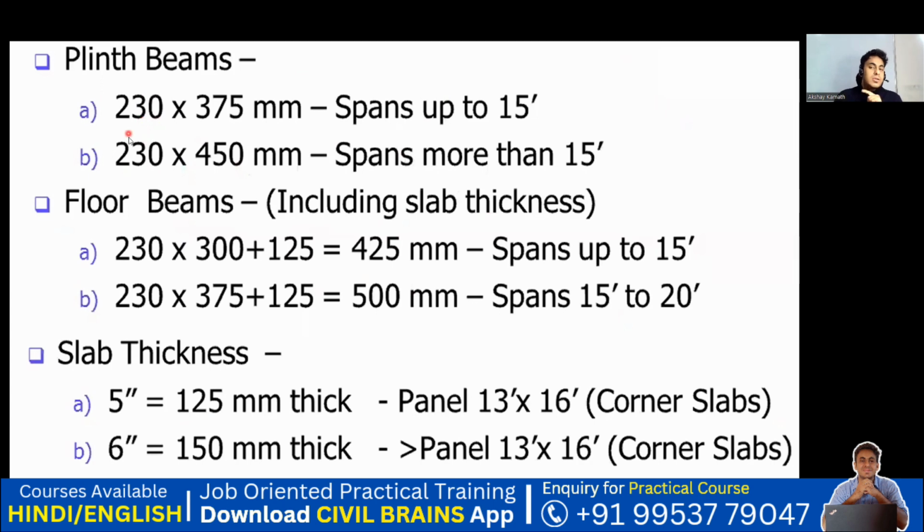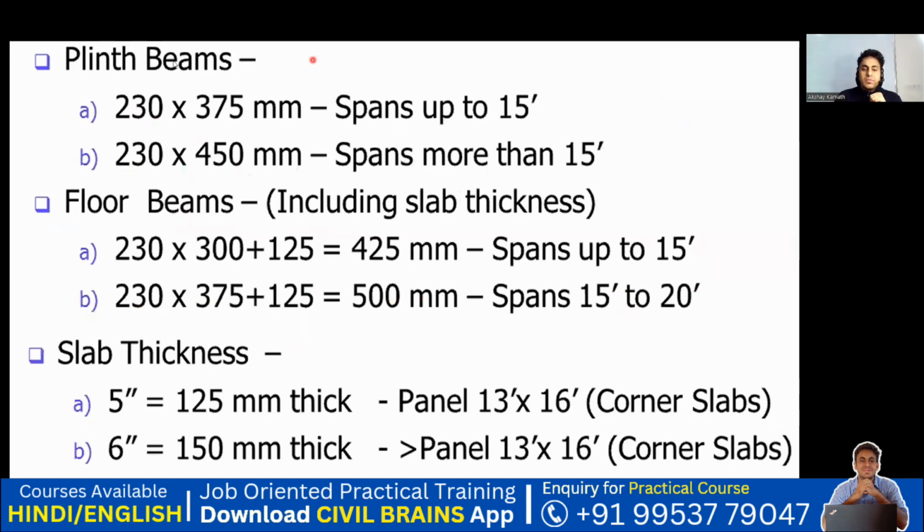Again, you can see it's 230 mm since it's a 9-inch wall that we construct. Now for the floor beams, that is your first floor, second floor, ground floor beams and all, if your span is up to 15 feet, you can go with 230 by 425 mm. And if your span is between 15 feet to 20 feet, you can go with 230 by 500 mm.